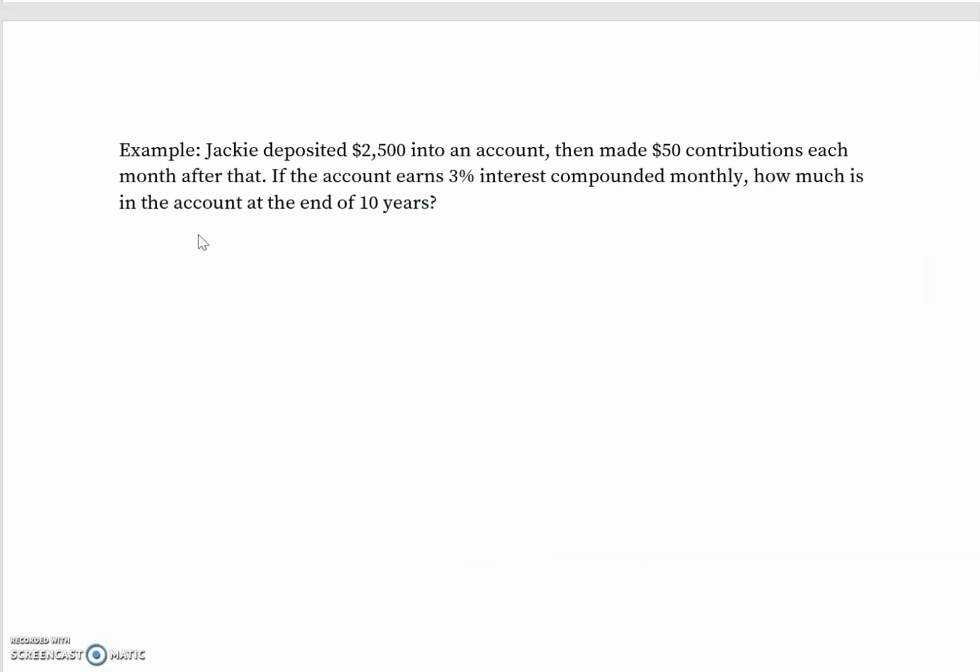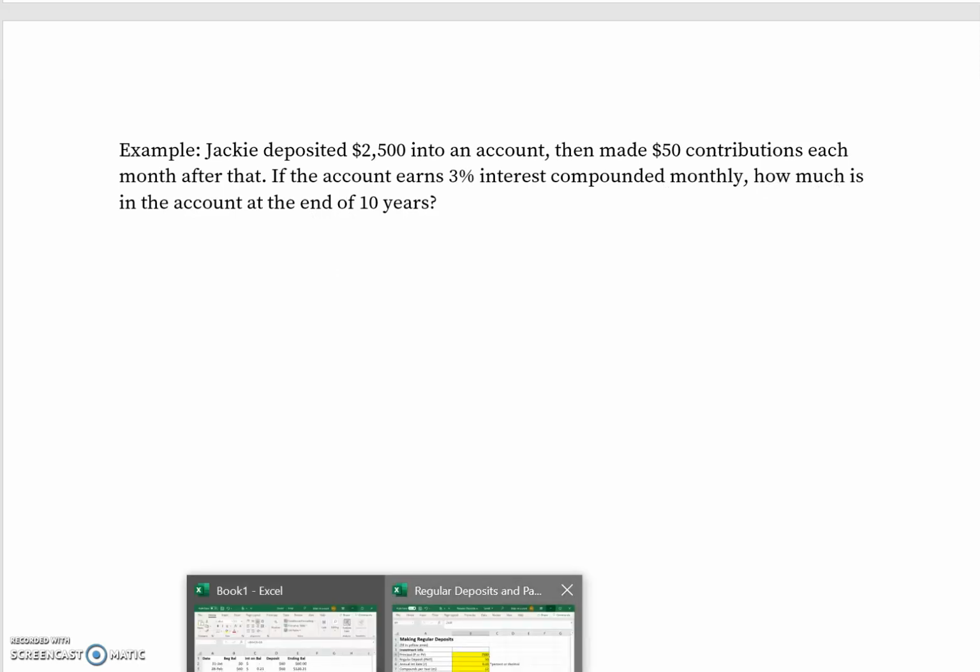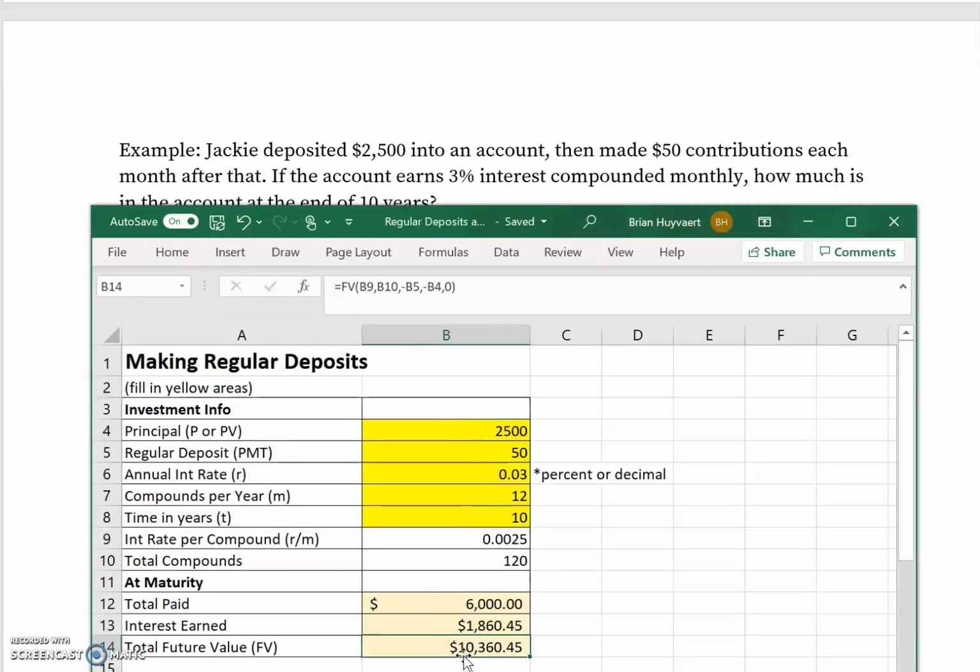All right, so how much is in the account at the end of the 10 years? That's what we were going for. So in this case, it was just the very last item in our template. If we needed the interest, it's right before that. So again, just sort of be flexible in what's the question asking for and what do I need to know.